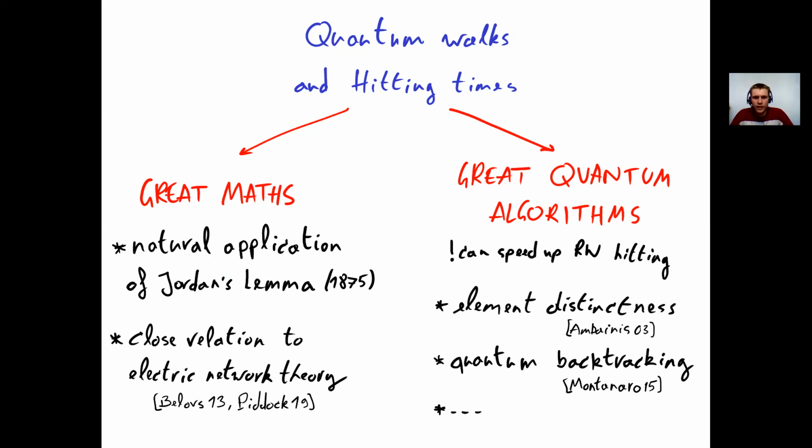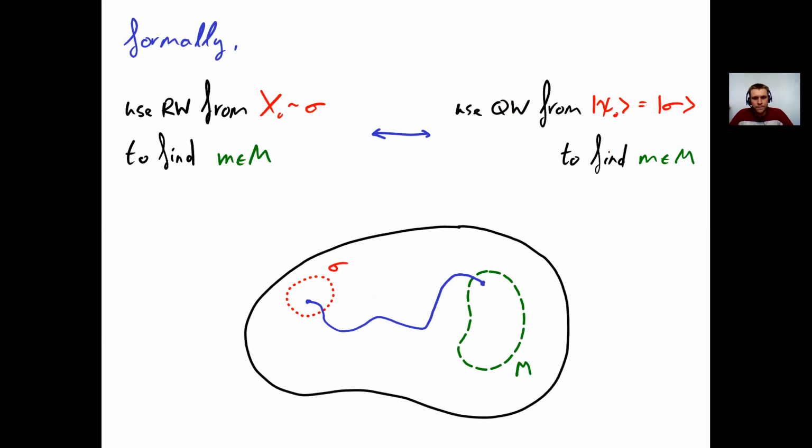So let's get a bit more formal. We consider the two following problems. One is we are given, now, instead of a single initial node, a distribution sigma, and so we assume that x0 is distributed according to sigma. So on the classical front, we are given an initial vertex which is distributed according to sigma. We can use a random walk, and we want to find a marked element in M.